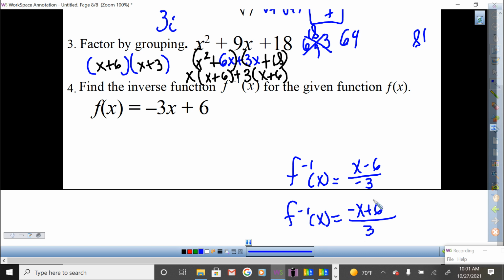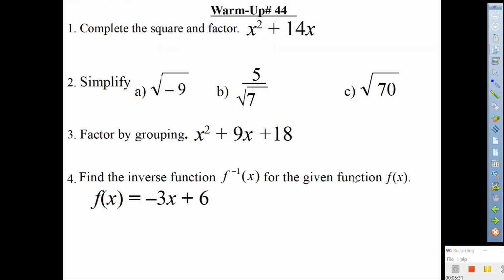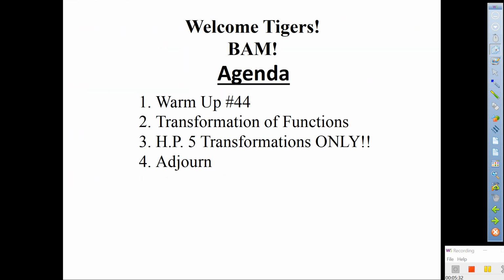Alright, so copy the agenda for today. Warm-up number 44, transformation of functions. Home play is only 5 itty-bitty transformations only. It's going super fast. What's going on? Oh, minimum day. Let's go.